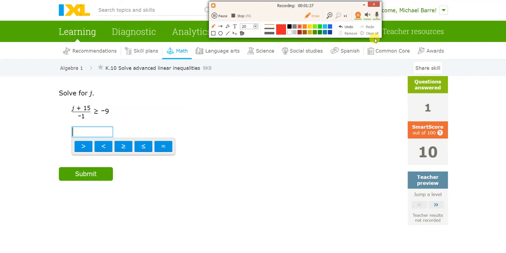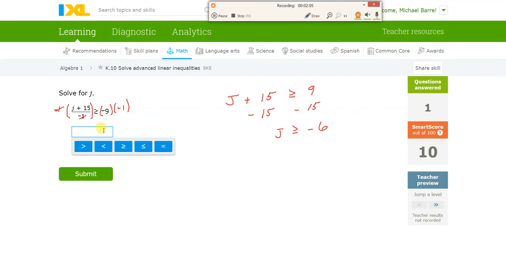All right. This one, I'm going to start it off right over here by multiplying both sides by a negative 1. That leaves me with j plus 15 is greater than or equal to 9, subtracting 15 from both sides. J is greater than or equal to negative 6. So actually, that was just a two-step equation that looked more difficult. I'm not sure why that's complex. Okay, J is greater than or equal to negative 6.